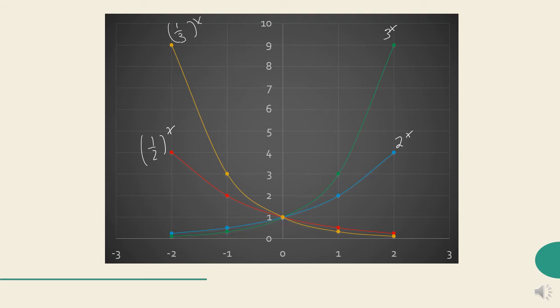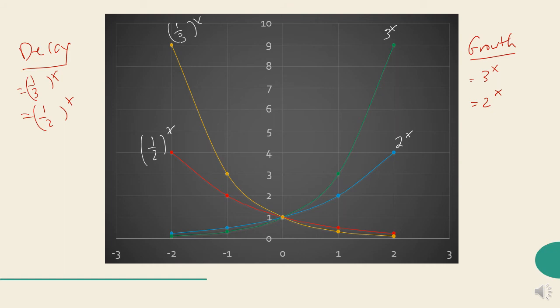The 3 to the x and the 2 to the x were growth. So the growth ones were the 3 to the x and the 2 to the x. And the decay ones were 1/3 to the x and 1/2 to the x. And that fits our definition. For growth, anything that has a base bigger than 1, which 3 and 2 are, increases as you go left to right. Decay is the opposite. If you have a number between 0 and 1, which 1/2 is 0.5 and 1/3 is 0.33 repeated, those are exponential decay.